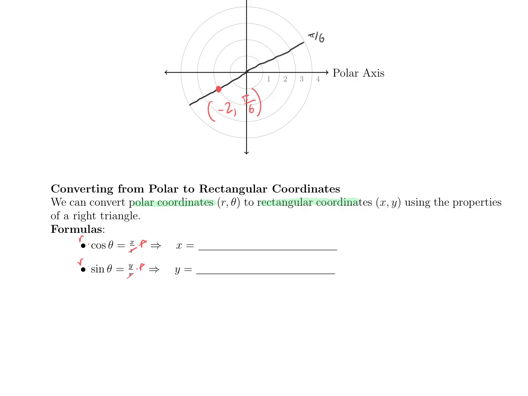So in this case, we're going to have x equals r cosine theta. And in the other one, we are going to have y equals r times sine theta. So these are definitely two formulas that you want to memorize. x is equal to r cosine theta, and y is equal to r sine theta. Okay, let's move on to the next page.